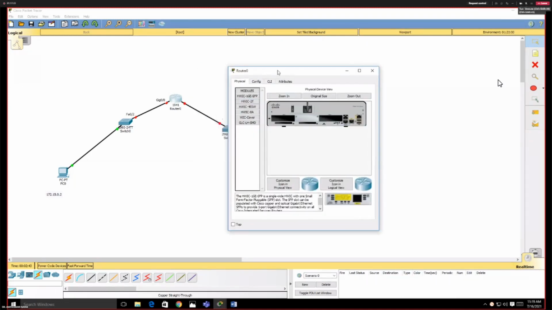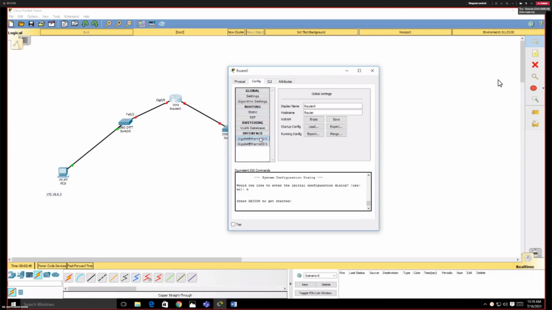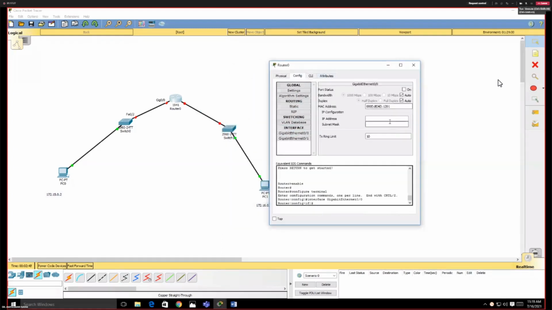Router 0 has 2 Ethernet ports available. If I click on Ethernet port 0/0, then I have to assign an IP address. Is 172.15.0.1 correct or incorrect?